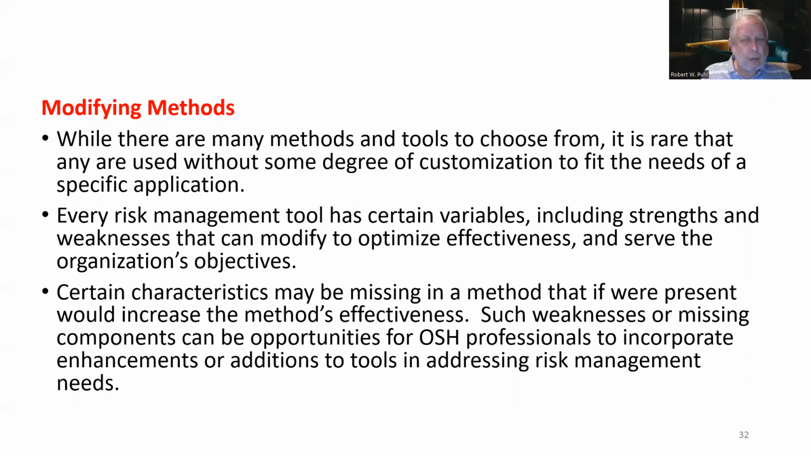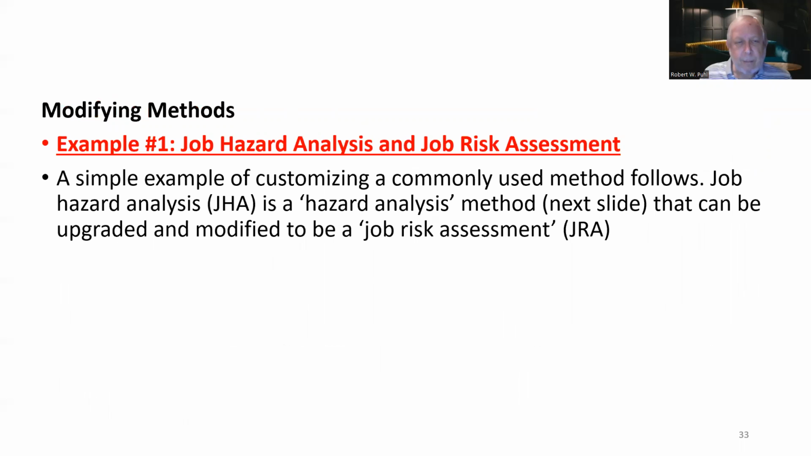While there are many methods and tools to choose from, it is rare that any are used without some degree of customization to fit the needs of a specific application. Every risk management tool has certain variables, including strengths and weaknesses, that can be modified to optimize effectiveness and serve the organization's objectives. Certain characteristics may be missing in a method that, if present, would increase the method's effectiveness. Such weaknesses or missing components can be opportunities for occupational safety and health professionals to incorporate enhancements or additions to tools in addressing risk management needs.